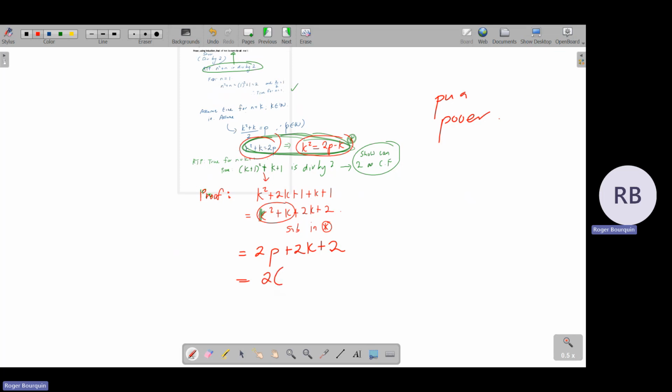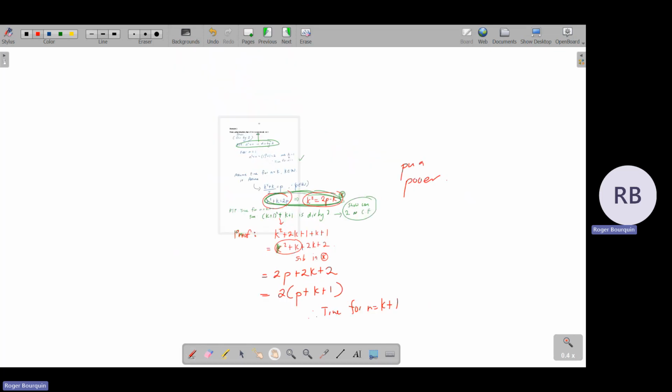So I take out 2 and I'm left with P plus K plus 1. Therefore, true for anything equal to K plus 1. Therefore, true for all natural numbers.